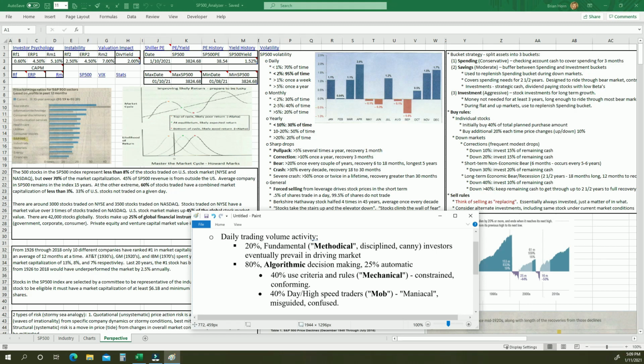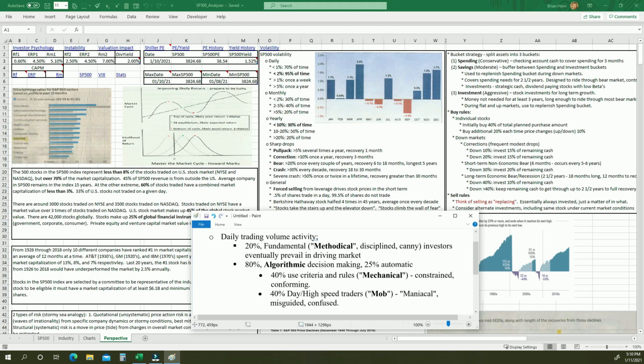Out of these algorithmic traders, about half of them, or 40% of the total market, is very mechanical, meaning that they're constrained. They have locked-in investment rules. Examples include index tracking funds, pensions, and university endowments. They have very specific trading rules and criteria that they use. They attempt to minimize the amount of emotion included in their decision making.